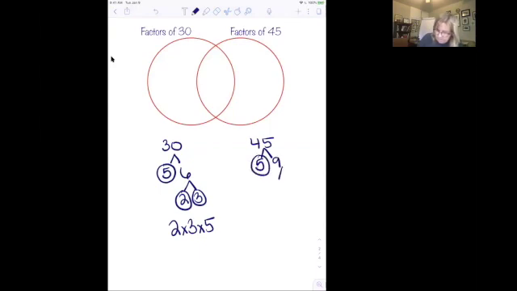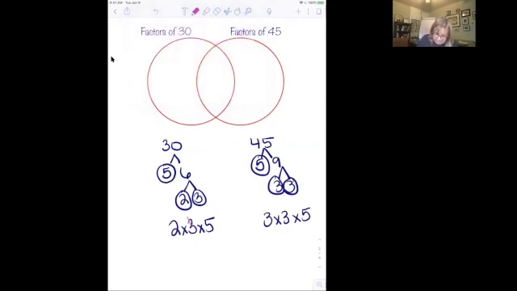45, I'll use 5 times 9. 9 is 3 times 3. Those are all the primes, so 3 times 3 times 5. So that's the prime factorization of each number, and then we're going to fill those in the Venn diagram.